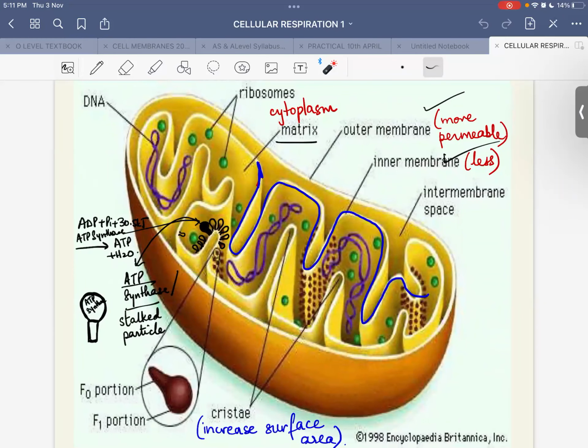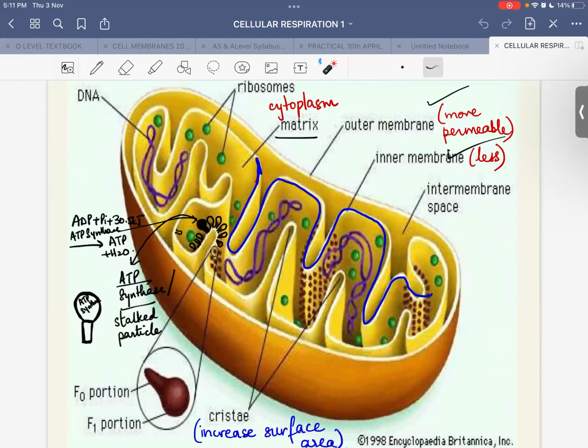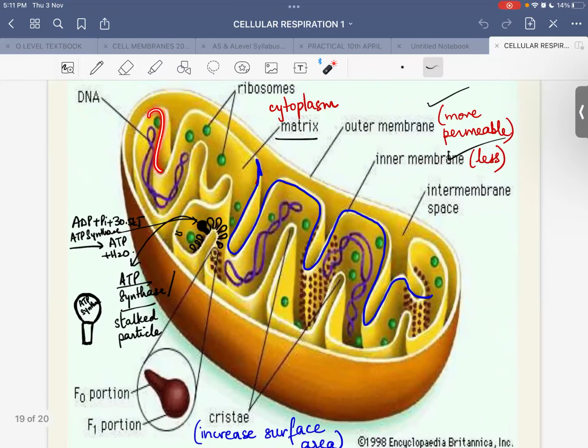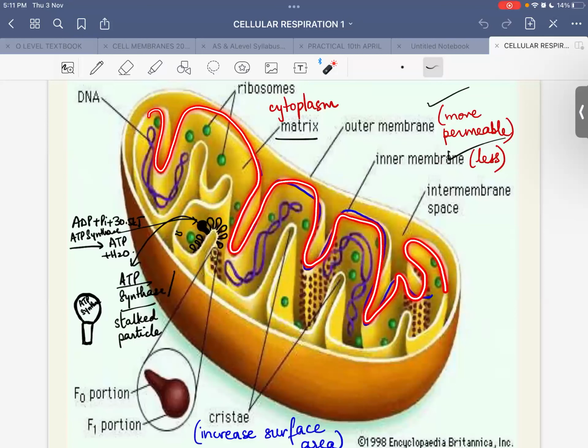The outer membrane is more permeable to various substances, whereas the inner membrane is more selectively permeable, meaning it's partially permeable. The name of the inner membrane, and this name you have to remember, this is the inner membrane. I'm going to circle it with the highlighter. You can see that the inner membrane is folded. The name of these folds is the cristae, and you see I have labeled cristae over here.